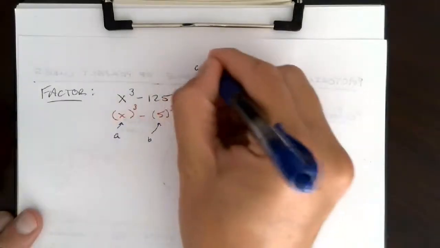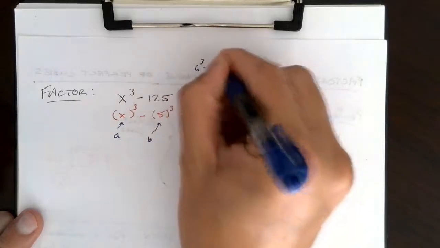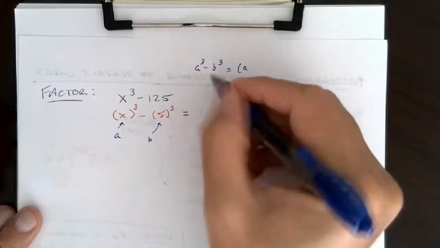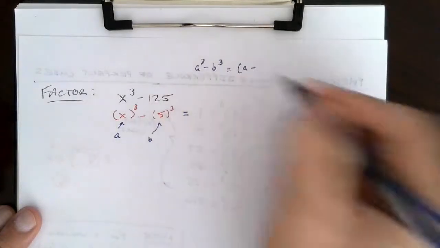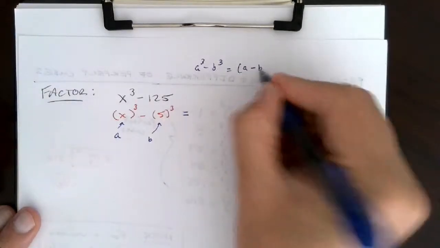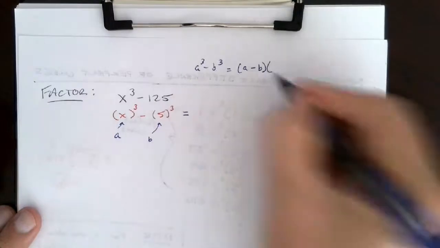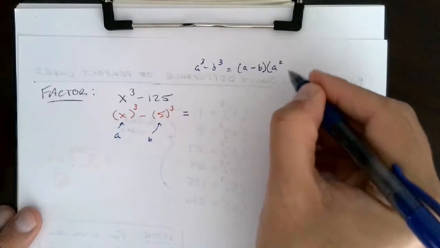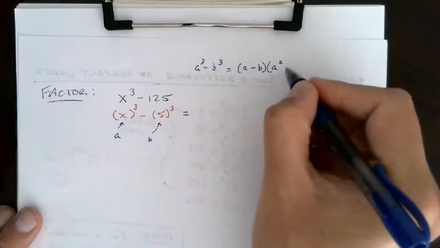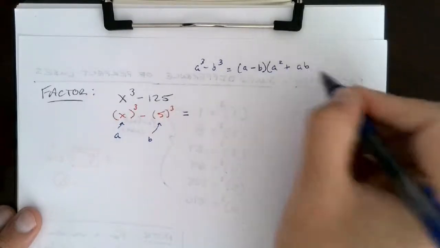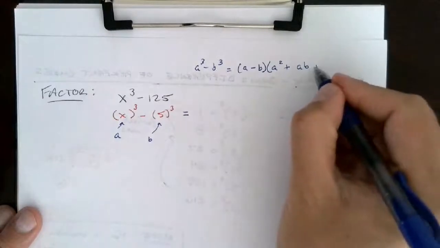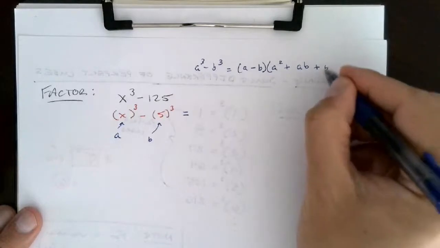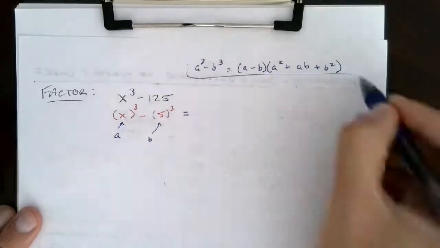Maybe I'll write it up here just so you see it. A to the third minus b to the third, that's equal to a minus b. Remember, the sign stays the same. And then the second set of parentheses, we have a. We need to be 3 total, so we need a squared. This is going to be the opposite of the first sign, so this will be plus ab. You multiply the bases together. And the last term, remember, is always positive, so we have a plus here, and then it needs to be b squared. So this is the general formula that we're using.